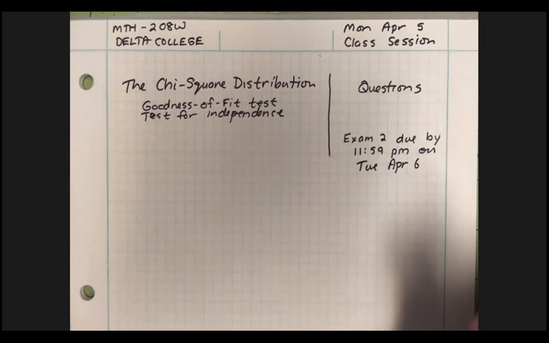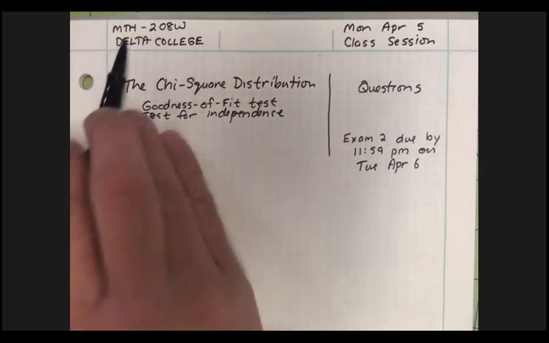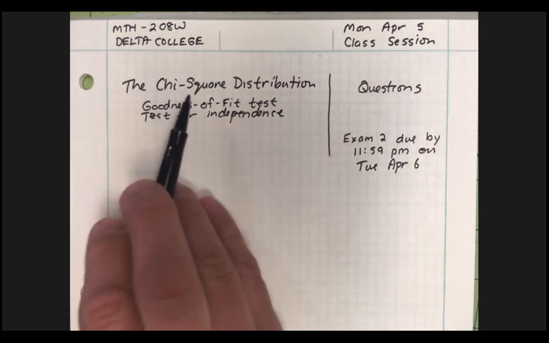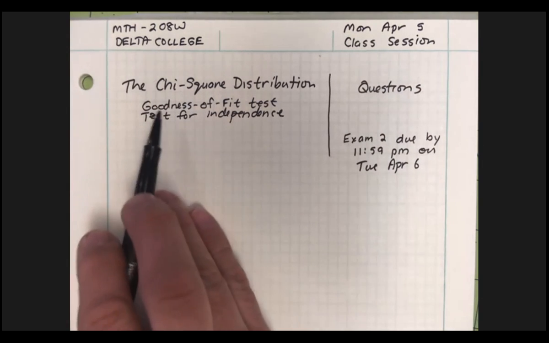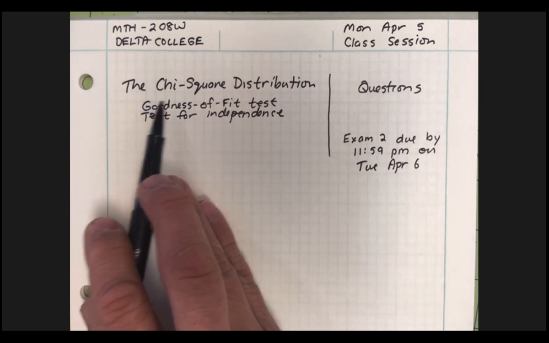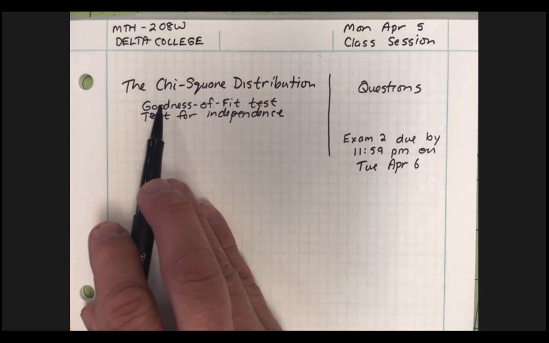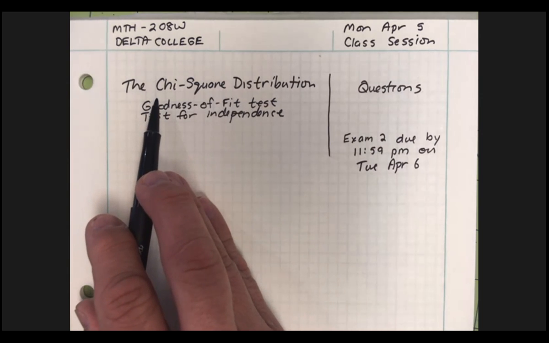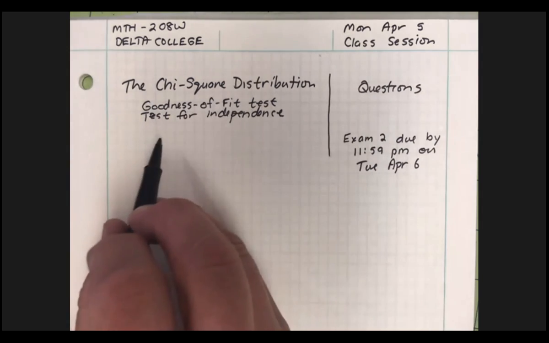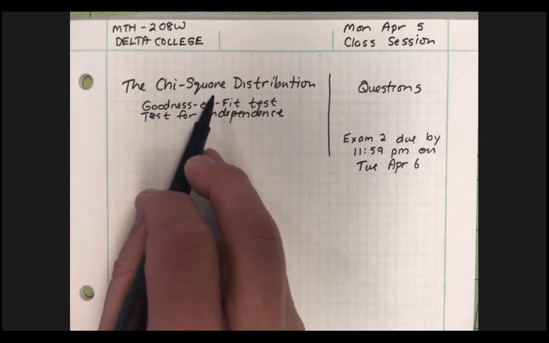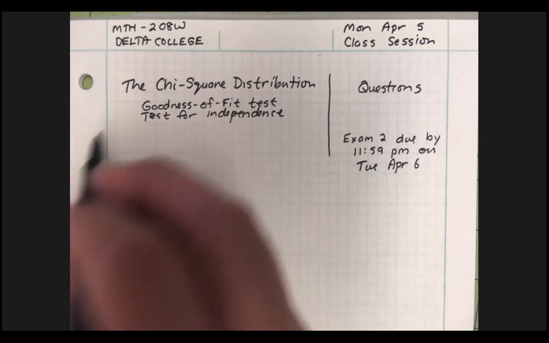And welcome to Monday, April 5th. This is our elementary statistics class. And today we're going to talk about a famous distribution called the chi-square distribution. That's pronounced chi, as it's almost like K-A-I, squared, or square.